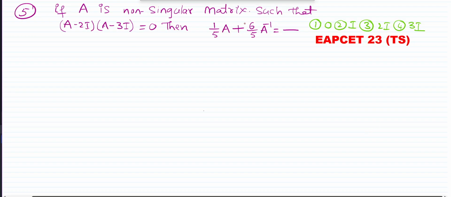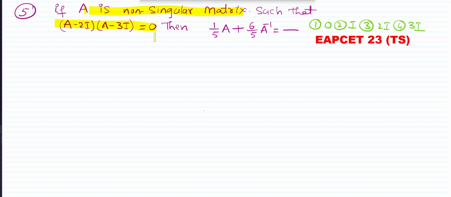This is the fifth problem. Here, capital A is a non-singular matrix such that (A minus 2I) into (A minus 3I) is equal to 0. Then 1/5 into A plus 6/5 into A inverse is equal to dash. The options are 0, I, 2I, 3I. The given relation is (A minus 2I)(A minus 3I) = 0. A is a non-singular matrix, that means det A is not equal to 0.